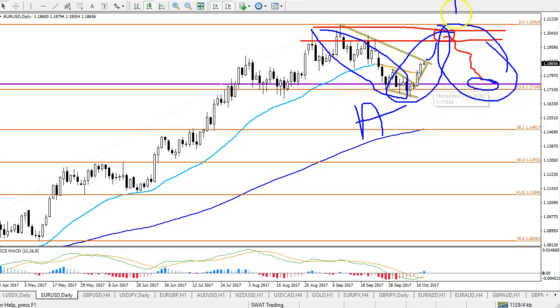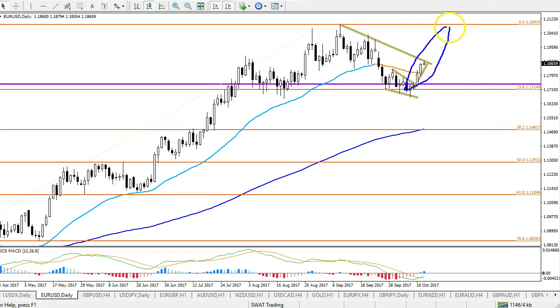An A, B, C. So this could still be a wave B. It's possible. That's why we need to be very careful of this resistance zone as well. It could be the start of the uptrend too. So in both cases, price might break to the upside. Just need to be cautious of this resistance zone, because price might not be able to break through it on this kind of attempt.